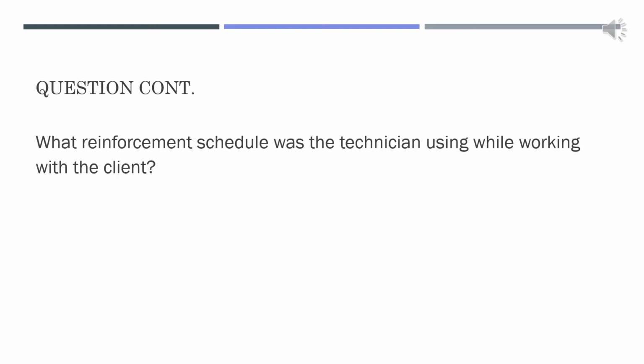The following is a question that you should write down on your homework packet. What reinforcement schedule was the technician using while working with the client? A, an FR1, B, a VR2, C, an FR2, or D, an FI 2 seconds. I'll give you guys a moment to look over the answers and determine what you think is the correct answer.